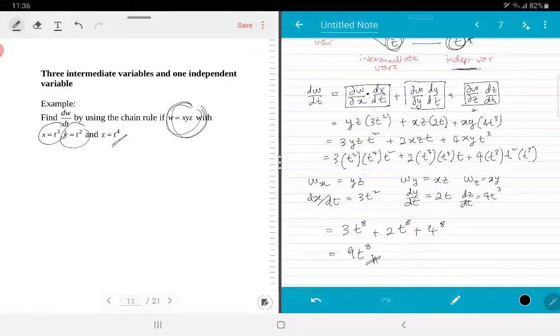Finding dw dt by using the chain rule. And of course we can obtain this without using the chain rule very easily.